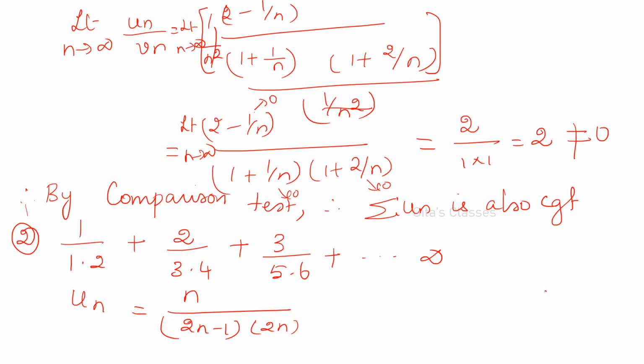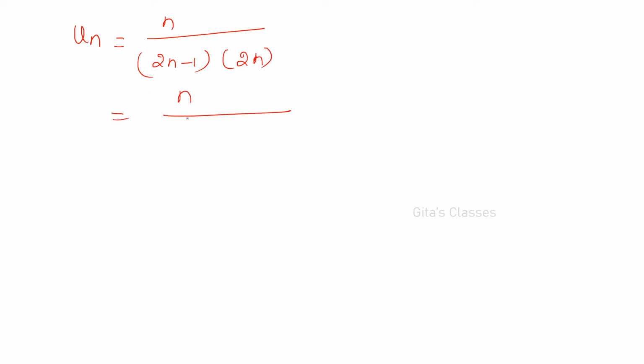Okay. Now, what is un? I'll write again. Un is equal to n divided by 2n minus 1 into 2n. Now you take n outside. From the denominator term you take n outside, so 2 minus 1 by n. And you take this n outside from the other term, so this will become n squared and 2 will be remaining. Now n and n cancel. So this will become 1 by n into 2 into 2 minus 1 by n.